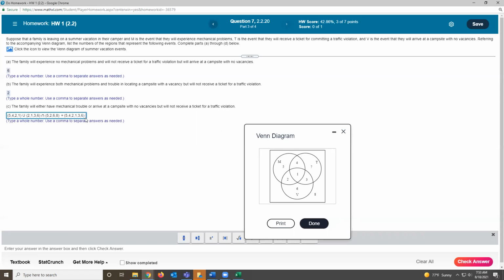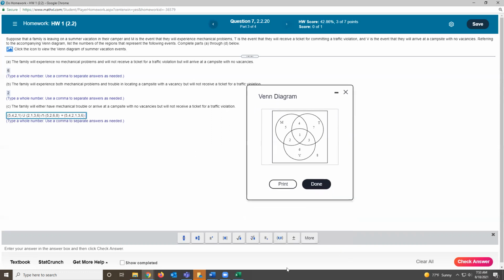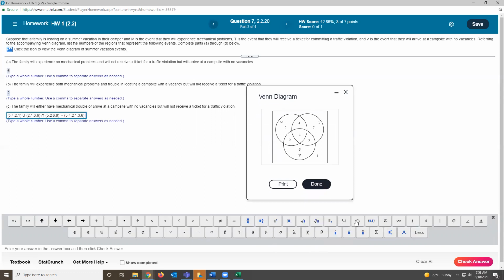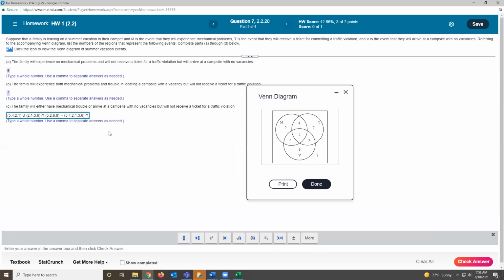And then we have intersection. Five two six eight. And these two have 5, 2. So 5 is common, 2 is common, and 6 is common. So both of these have 5, 2, and 6. So the answer is 526. And then we can erase everything else.